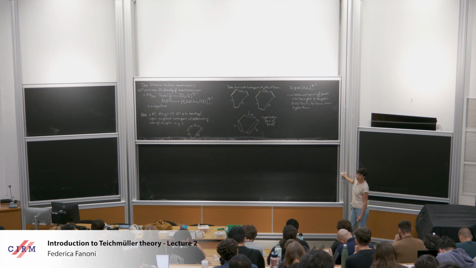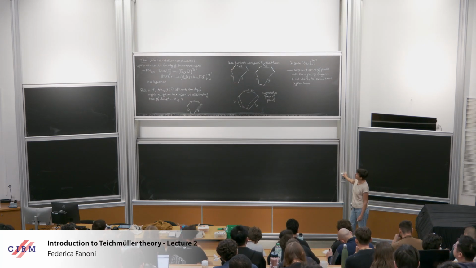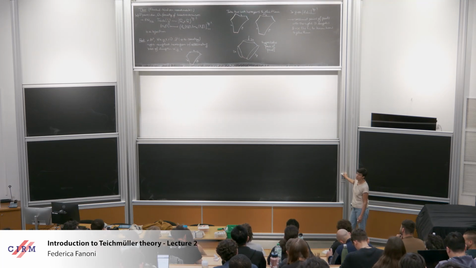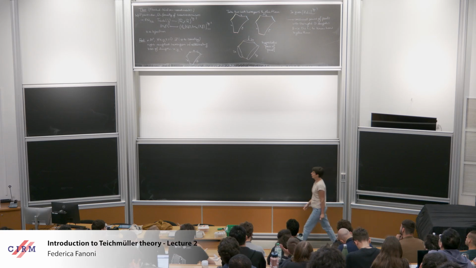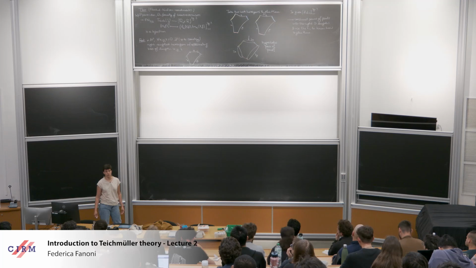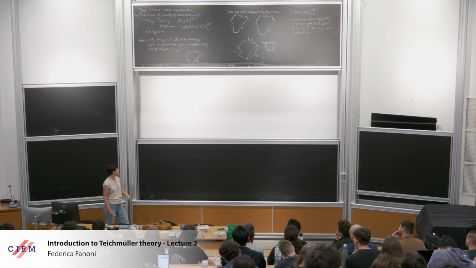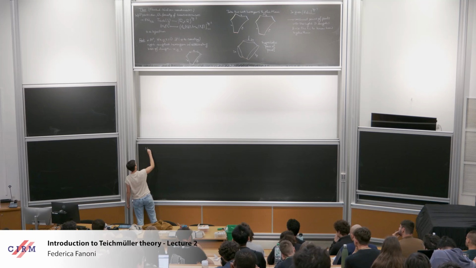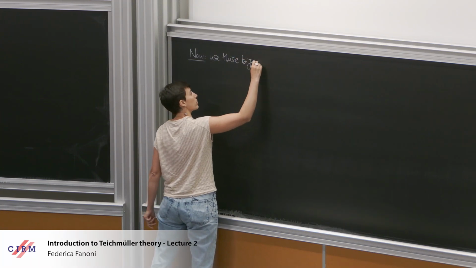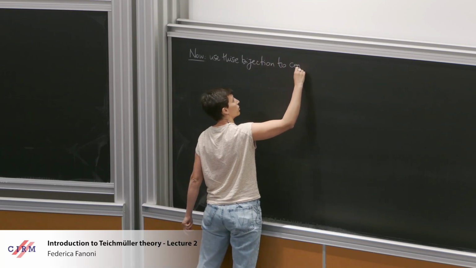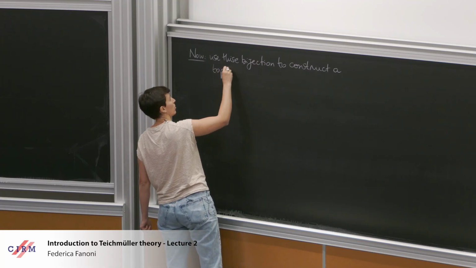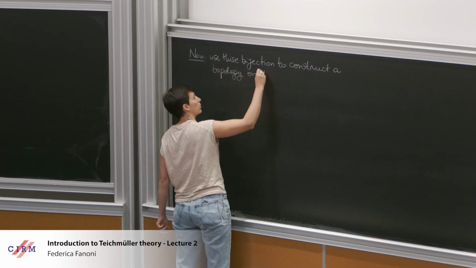Now, so far when I talked about Teichmüller space, this was just a set, and there's many ways to topologize it, and I am just gonna maybe slightly cheat, and I'm gonna say this is the way to topologize it. So you can use this bijection to give a topology on Teichmüller space.